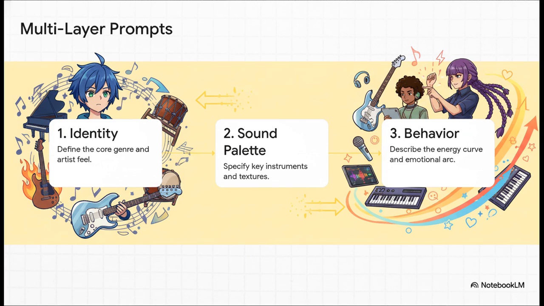So following Jack's method, you break the style prompt down into three layers. First up is identity. So what's the core genre? Who's the artist it should sound like? Then you have the sound palette. What instruments do you want to hear? The specific textures. And finally, number three is behavior. How does the energy of the song change? Does it build? Does it drop? This layered approach gives the AI this incredibly rich, detailed spec to work with.